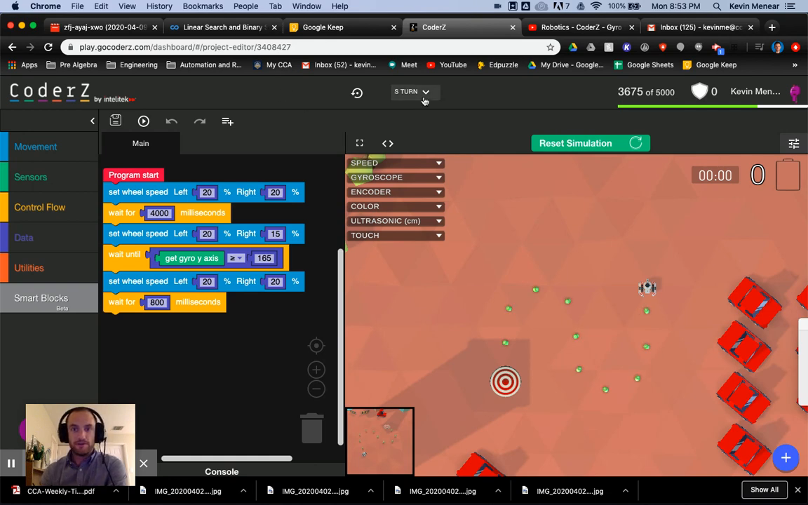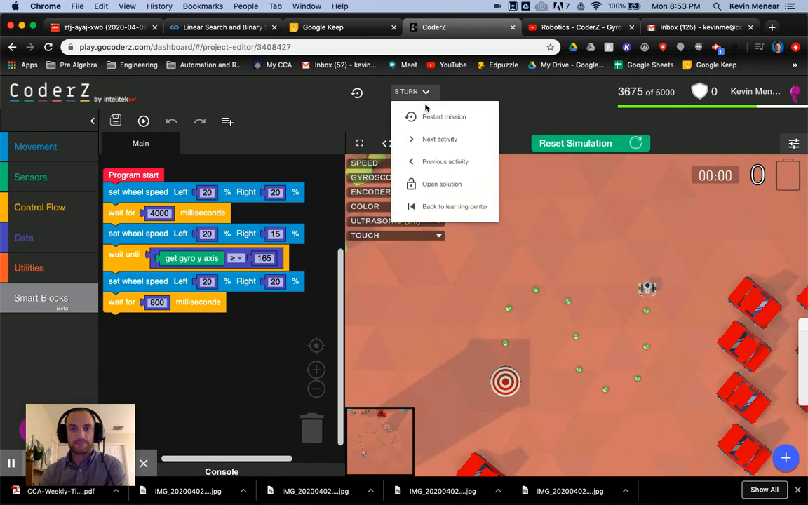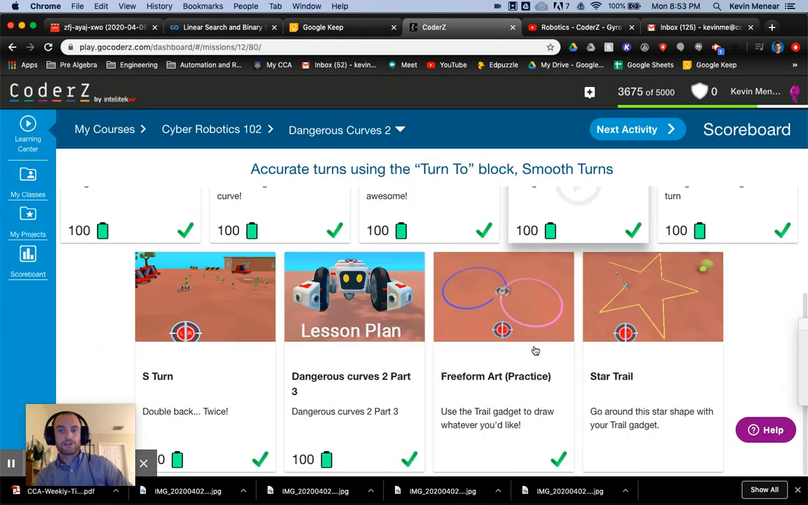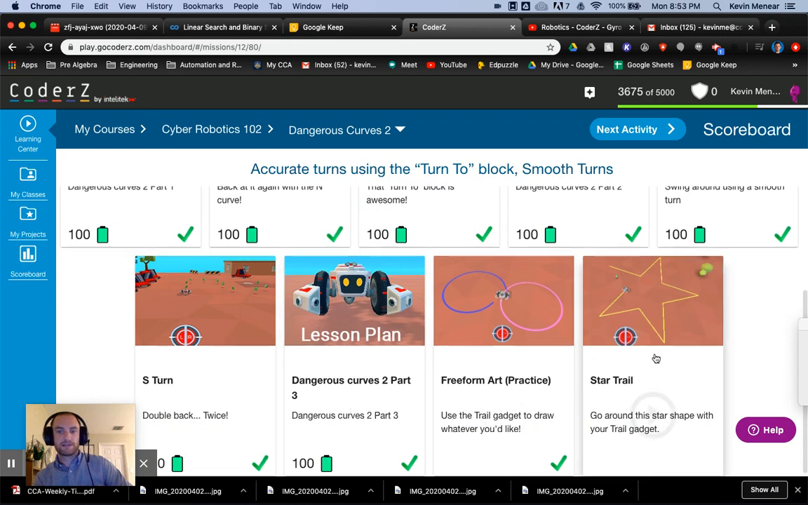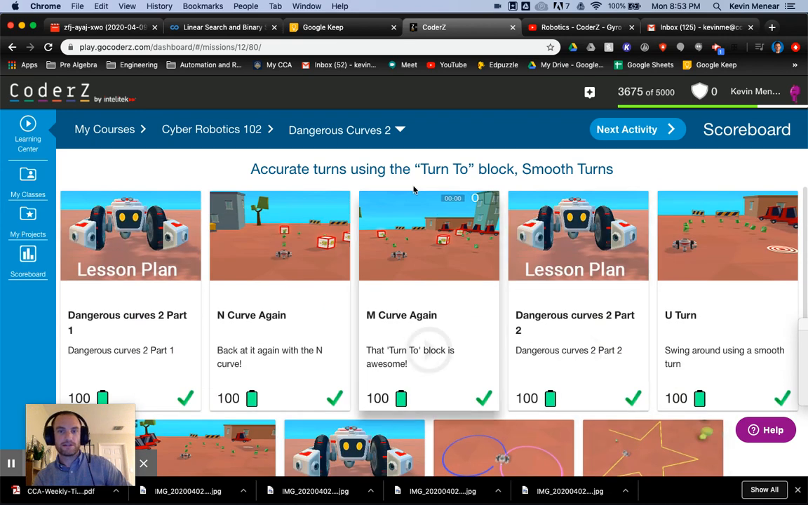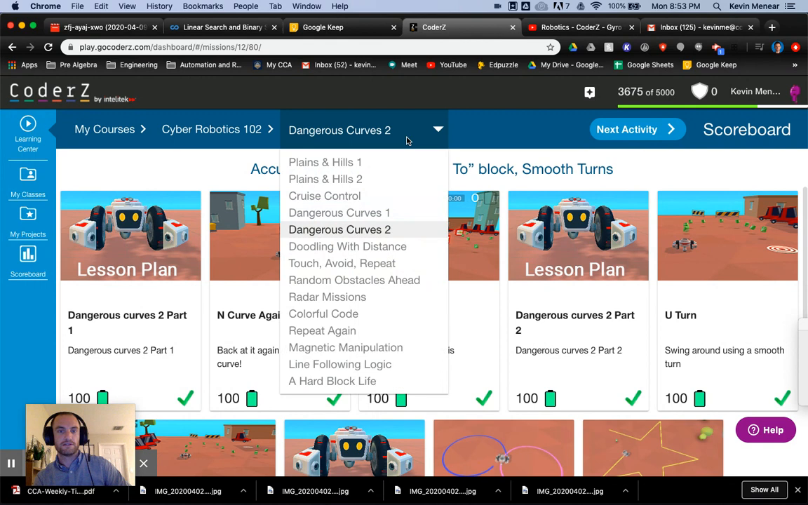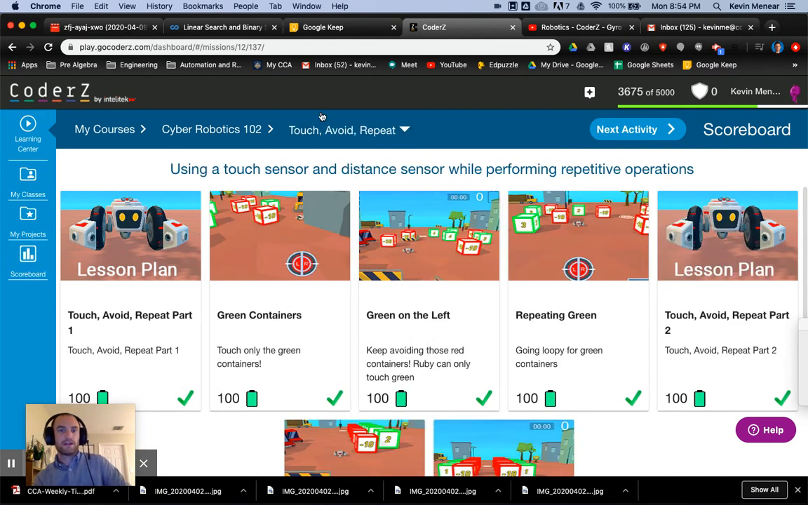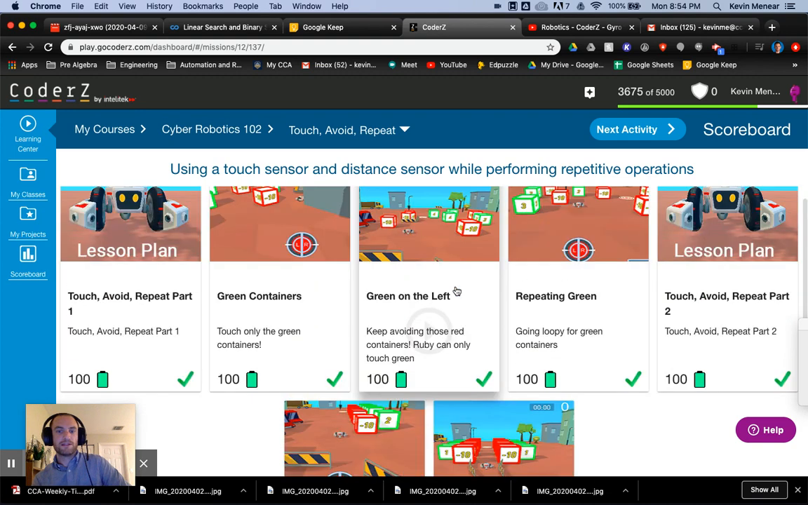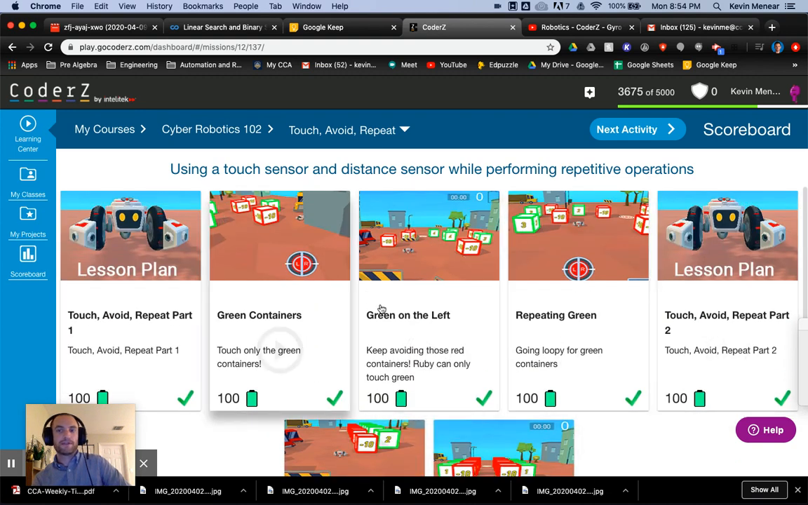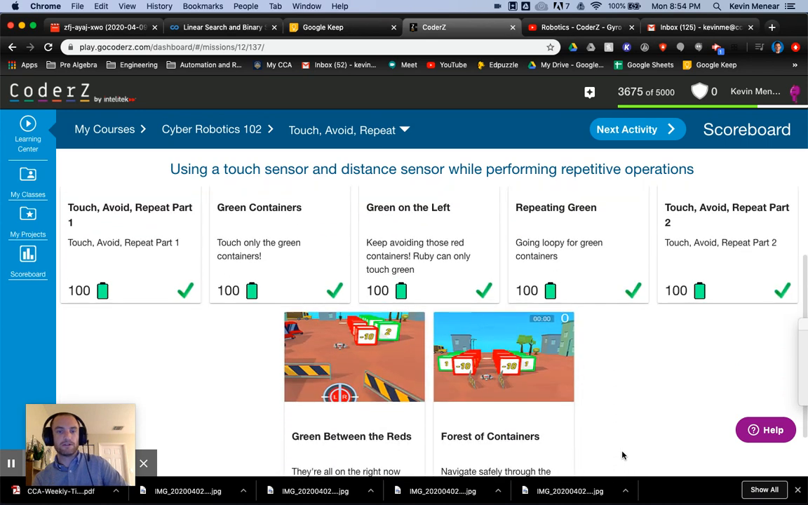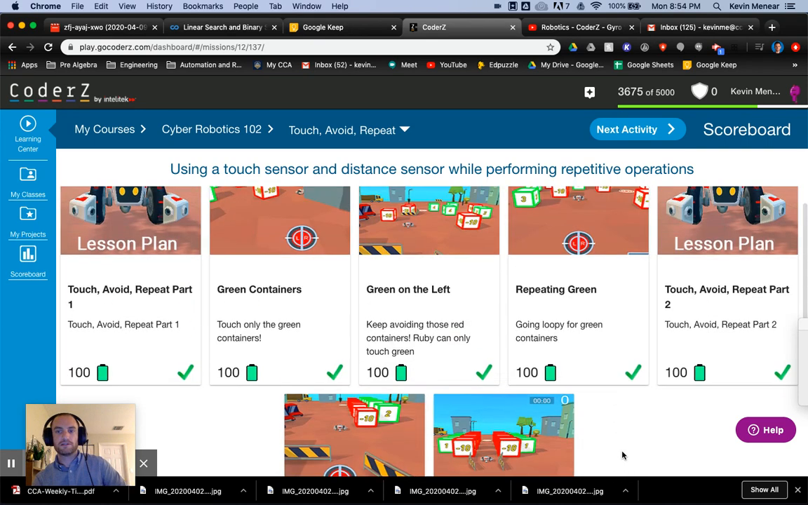Just to give you a heads up of what we're going to do next, let me go back to the Learning Center. So we're going to go ahead, we're going to skip this because that's just about learning how to do trails and things, and that's cool, but forget all that for now. Let's go to touch, avoid, repeat. So touch, avoid, repeat is going to be the next set of lessons that we're going to do, and this is where we're going to start learning about loops and how to use our loops in good ways.